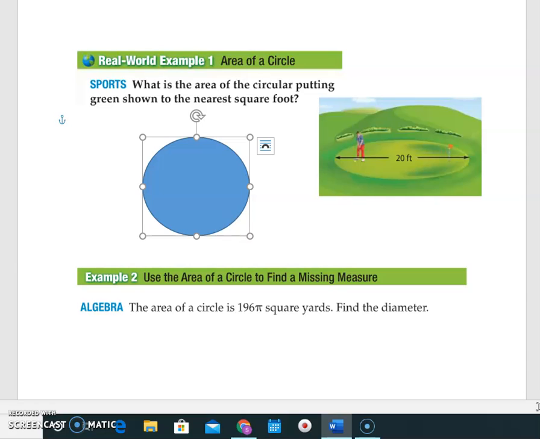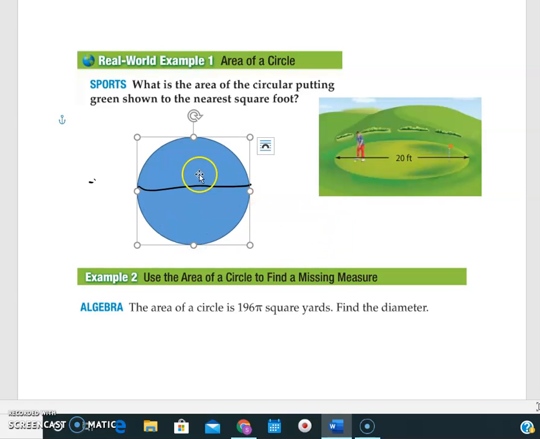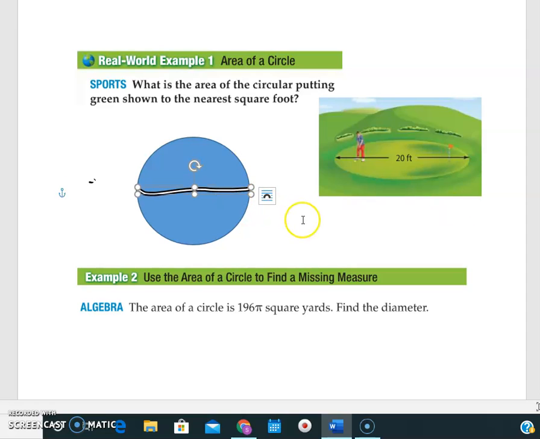And it's got a diameter of 20 feet here because it's going all the way across. 20 feet. Looks like I made my circle off just a little bit there. Get a little bit bigger. Okay, so there's our diameter and it's 20 feet.